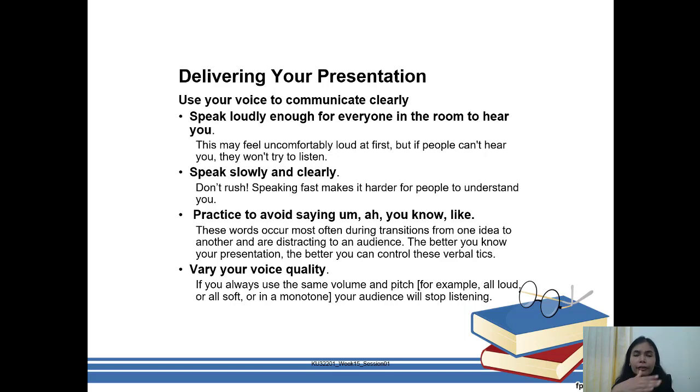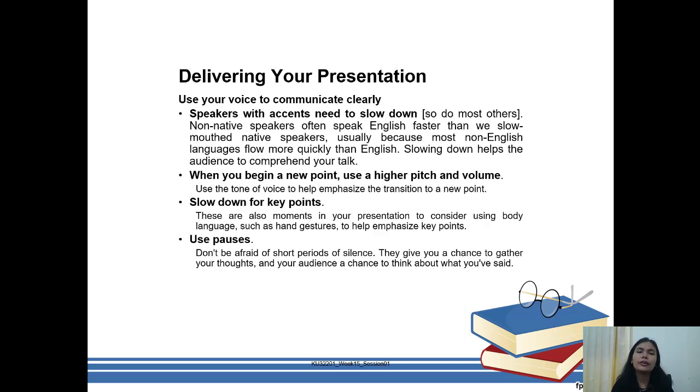So if you're being flat, people will not really get what your presentation is about. And then also make sure that speakers with accent need to slow down. I think this one may not be very applicable for us, because all of us are non-native, I would say. So I think everybody will understand what I'm saying, and I will understand what you're saying, so it won't be applicable to us.